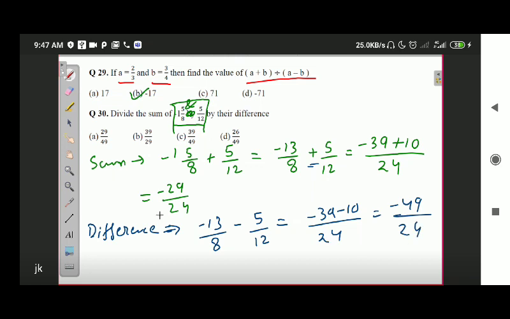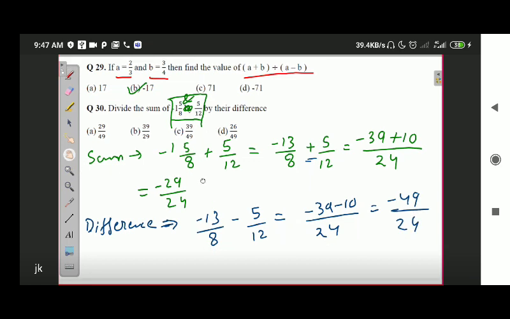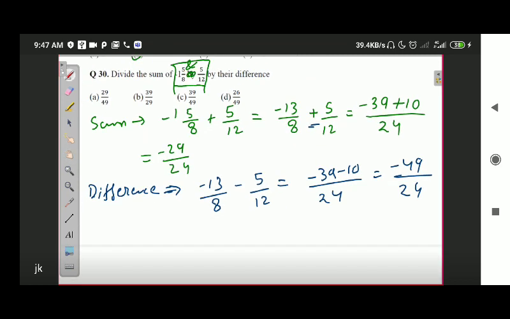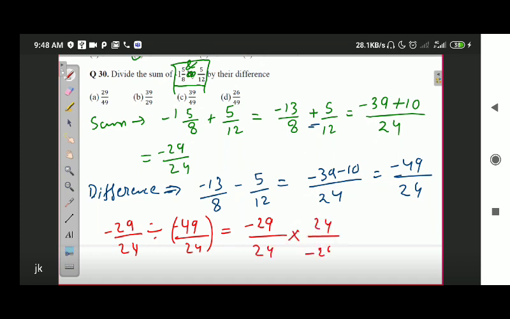Okay. So you have the sum, you have the difference. Now you have to perform the division. So sum divided by difference. Sum is minus 29 upon 24 divided by difference. Difference is minus 49 upon 24. Okay. So this will be like minus 29 upon 24 into 24 upon minus 49. So 24 and 24 cancel out. This will be minus 29 upon minus 49, and negative signs are cancel out. So 29 upon 49, that is A option. A option is correct.